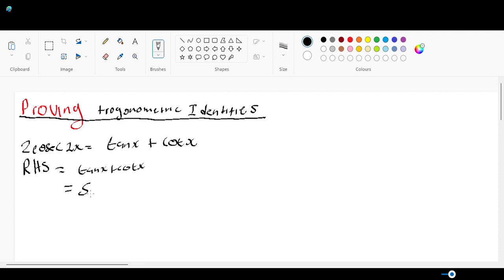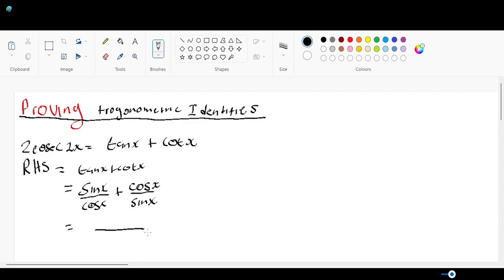So this is going to be sine x over cos x, plus, now cot is the opposite, which is going to be cos x over sine x. If you don't know where these are coming from, basically these are the quotient identities. Tan is equal to sine over cos, and cot is equal to cos over sine. So these are quotient identities, so be very careful.